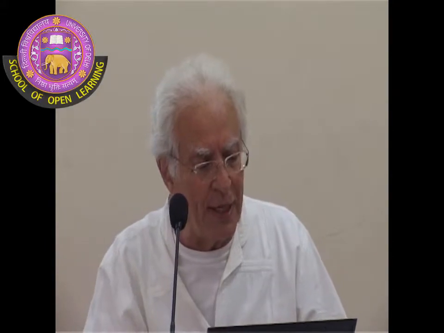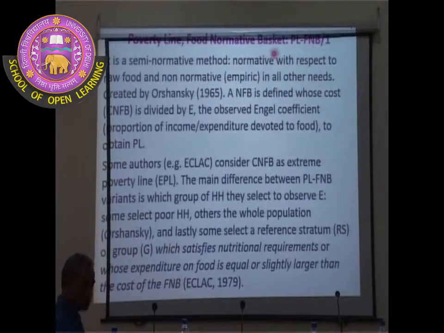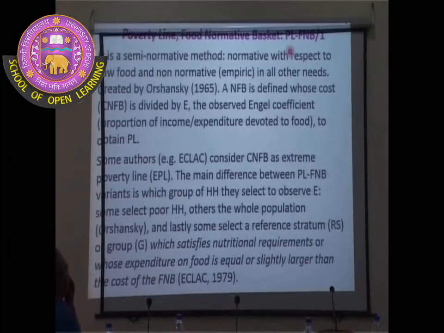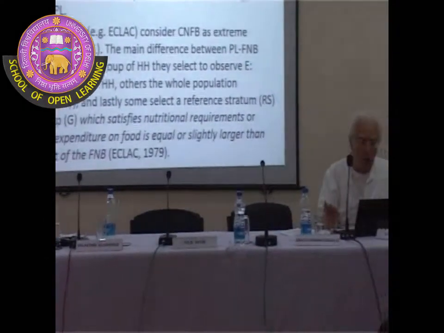Okay, now let's go to the other method that was being applied in Latin America up to the early 90s: the poverty line, and we were applying the food normative basket variant of the poverty line. It is a semi-normative method, normative with respect to raw food and non-normative, empiric in all other needs. It was created by Molly Orshansky and it is applied in the US official poverty measurement method.